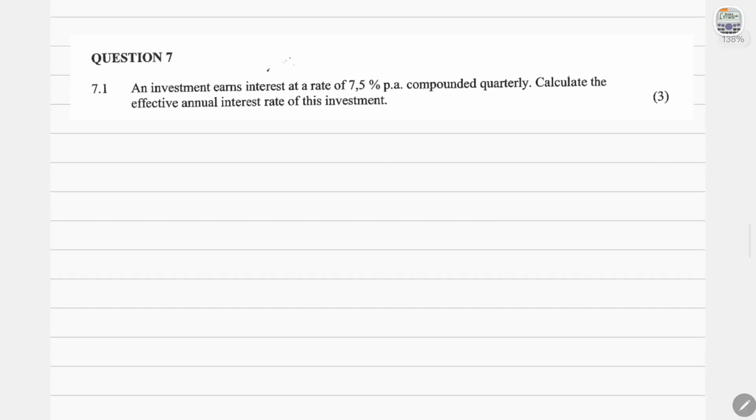Question 7.1 says, an investment earns interest at a rate of 7.5% per annum compounded quarterly. Calculate the effective annual interest rate of this investment. Okay, so we are dealing with nominal and effective interest rates.